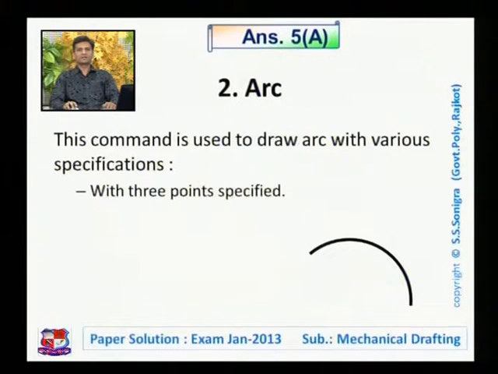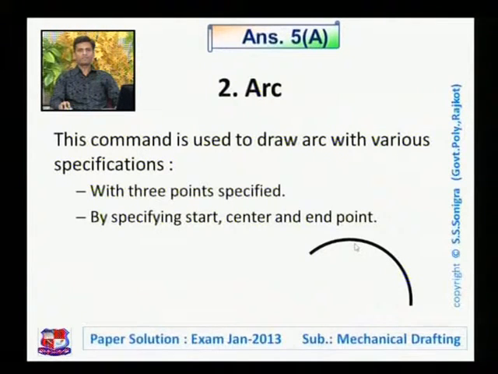First is with 3 points specified. One specification of an arc is that the 3 points are known to us. If we know the coordinates of 3 points, say point number 1, point number 2 and point number 3, we can draw an arc which will pass through these 3 points.